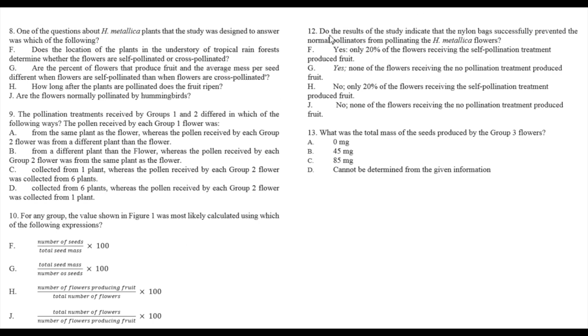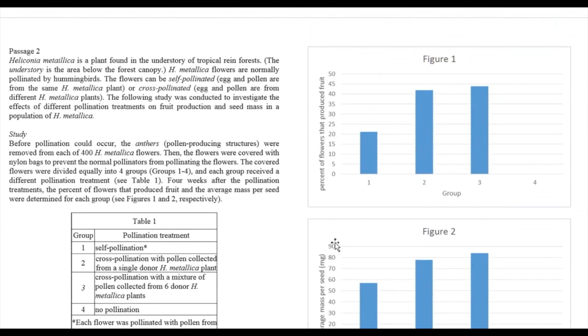Question 12 says, do the results of the study indicate that the nylon bags successfully prevented the normal pollinators from pollinating the H. metallica flowers? So let's see, they're asking about the nylon bags and if they stopped the normal pollinators from pollinating the flowers. So if we scroll on up and look at the study description, we see that the flowers were covered with nylon bags to prevent the normal pollinators from pollinating the flowers.